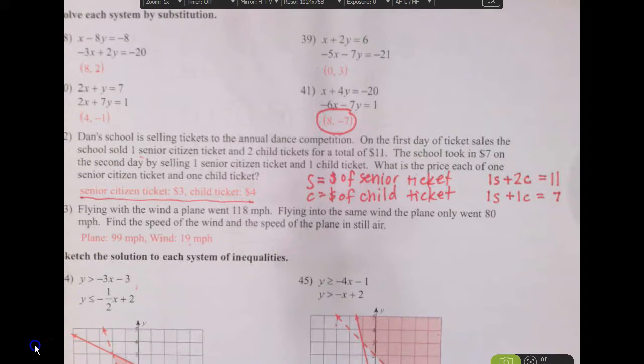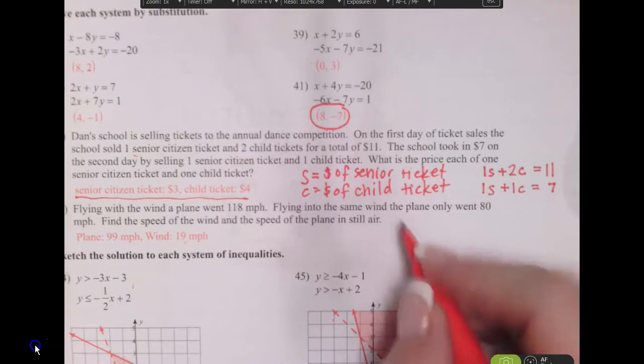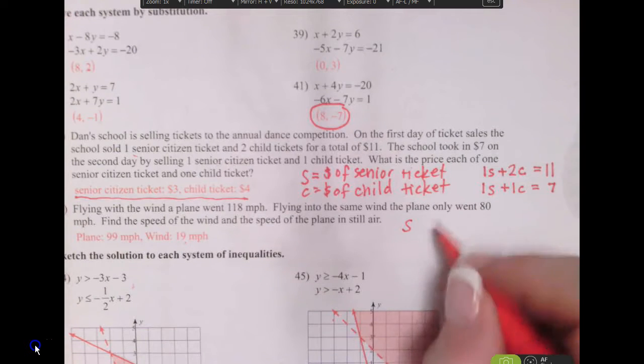And number 43, flying with the wind, a plane went 118 miles per hour. So flying into the wind, he went 80 miles per hour. So this is a little unusual for a problem. We have the regular speed of the plane, and then we have the speed of the wind.